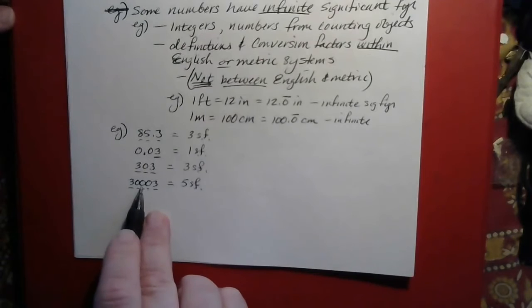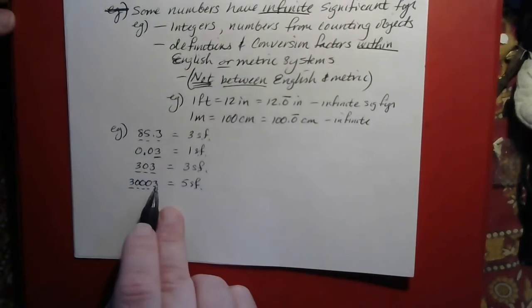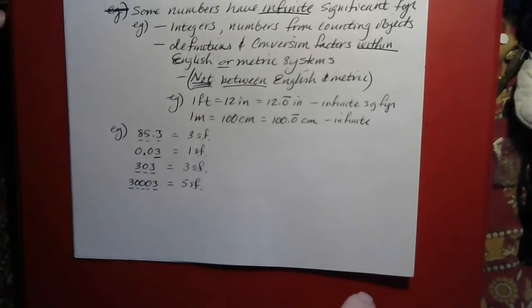So even this 0 in the middle that's between 2 other zeros, it still has a 3 to the left of it and a 3 to the right. So that counts as significant. All of them do. 5 significant figures.